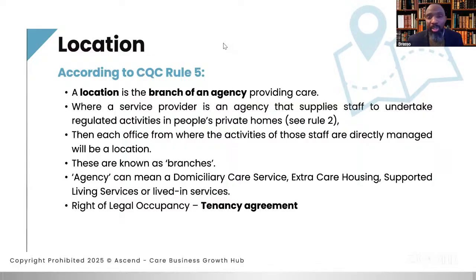I know some people want to use their private homes. Some people will go to rent offices. It depends on the financial viability aspect. If you have money and you want to go and rent offices, that's absolutely fine.